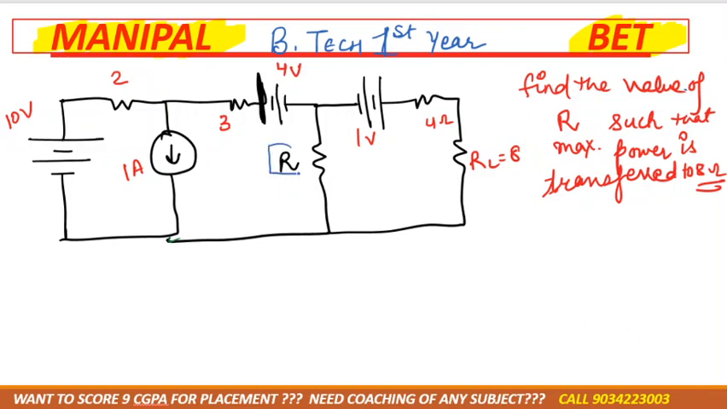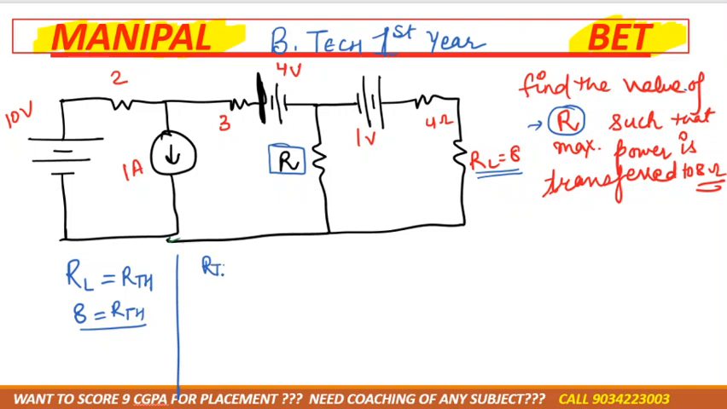In this, they didn't give you the value for R, and they ask you to calculate the value for R, and they said RL is this one, and they give that this is the maximum power condition. When you know RL is equal to RTH for the maximum power, RL is 8 ohm, so we can consider RTH is also 8 ohm, right? So now we can calculate RTH.